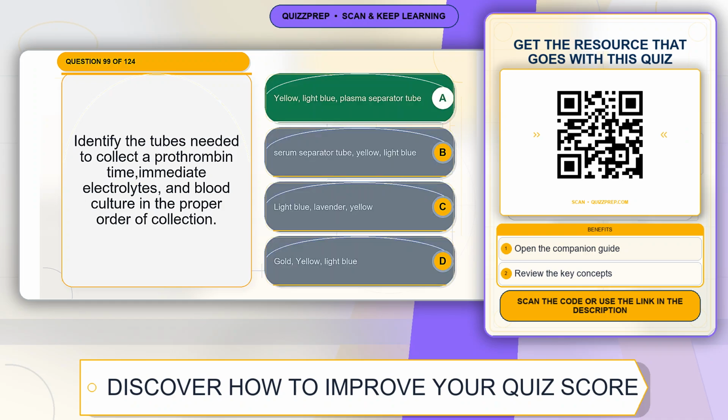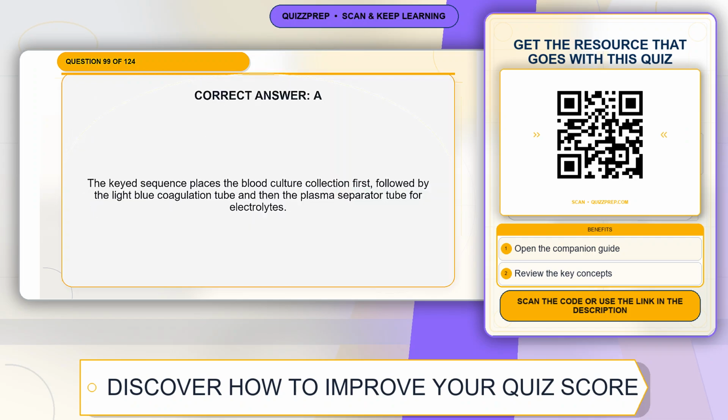The correct answer is option A, yellow, light blue, plasma separator tube. Explanation. The keyed sequence places the blood culture collection first, followed by the light blue coagulation tube and then the plasma separator tube for electrolytes.